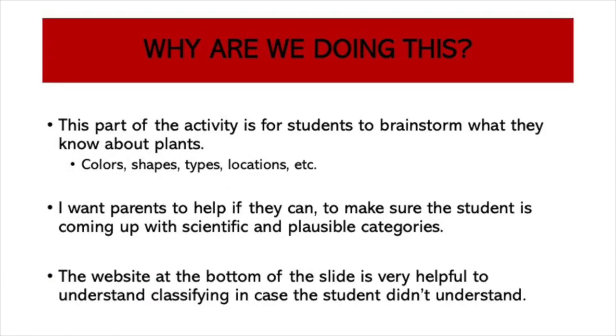This part of the activity is for students to brainstorm what they know about plants. Plant colors, their shapes, what types of plants there are, where they can be located, and many other ways that they're classified. I want parents to help if they can, to make sure the student is coming up with scientific and plausible categories. The website at the bottom of the slide is very helpful to understand classifying in case the student didn't understand what they have learned.